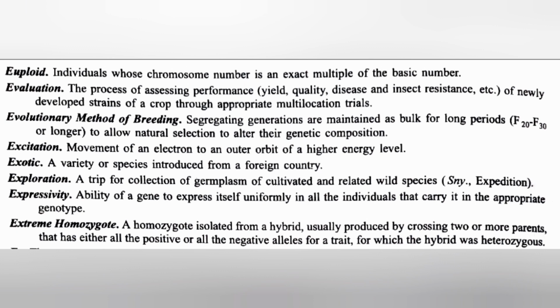Now the last one is extreme homozygote, that is a homozygote isolated from a hybrid usually produced by crossing two or more parents that has either all the positive or all the negative alleles for a trait for which the hybrid was heterozygote. मीन्स हाइब्रिड हेट्रोजाइगोट था लेकिन वहाँ से हम लोग होमोजाइगोट को आइसोलेट किया, that is extreme homozygote.